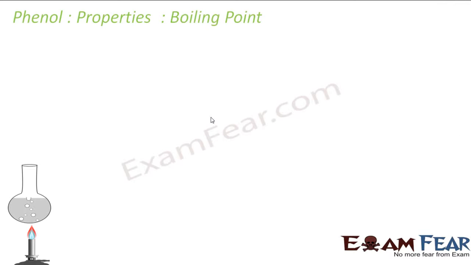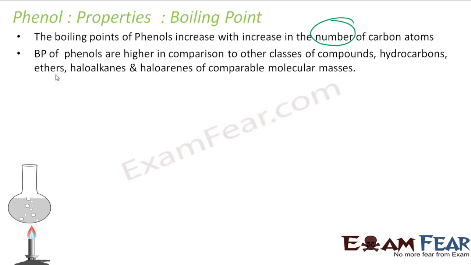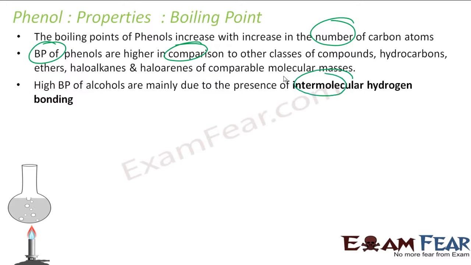If we talk about the boiling point, the general rule is that the boiling point increases with an increase in the number of carbon atoms. That is, if you increase the molecular mass, the boiling point increases. The second is that the boiling point of phenols is generally higher when you compare with other compounds of comparable molecular mass, and that is because of the intermolecular hydrogen bonding. We will talk about this in the next few slides.